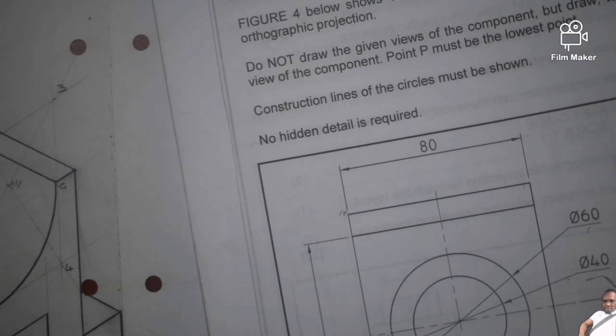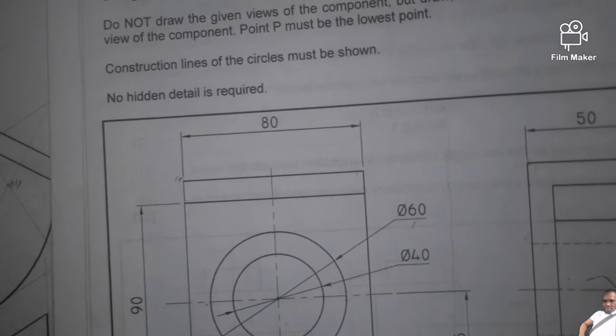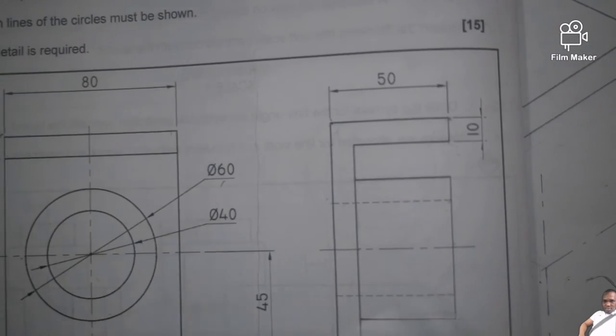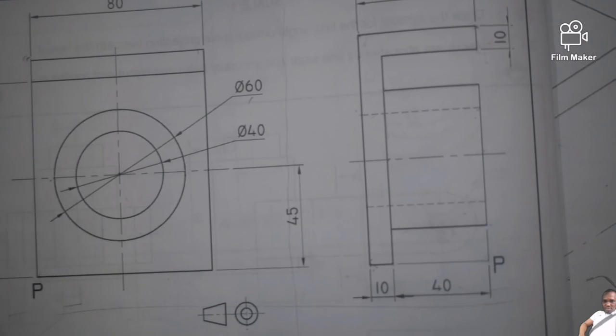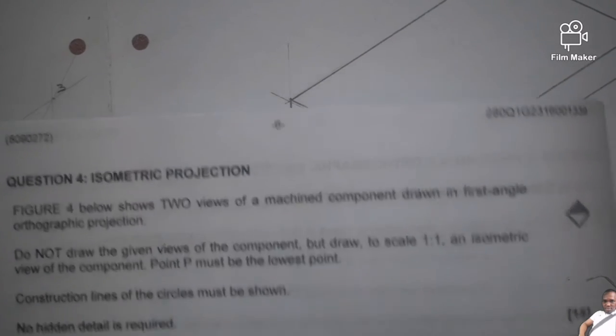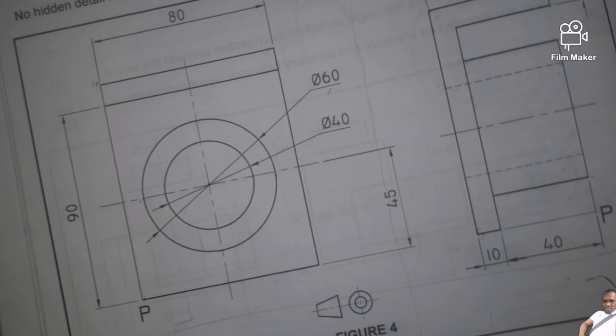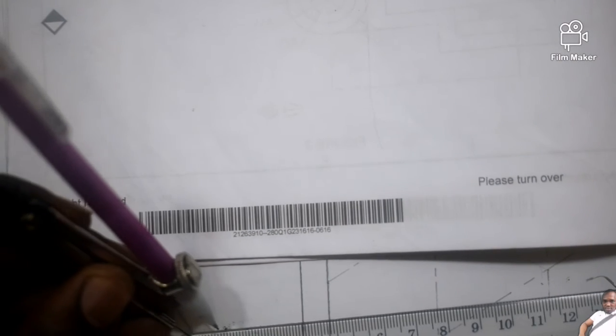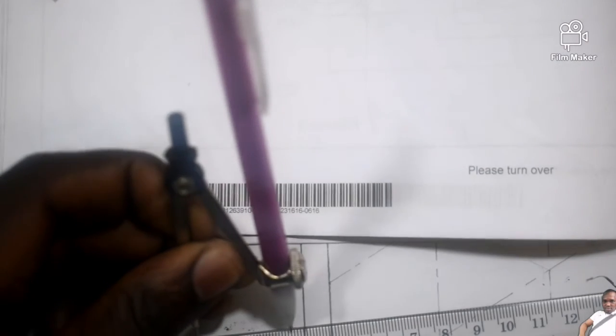So to draw a circle of diameter 60, we are going to say 60 divided by 2. How much are you getting? 60 divided by 2, not because of the scale, but because we are looking for a radius. 60 divided by 2. Take your drawing compass. So if I divide 60 by 2, I am supposed to get 30. So you open your drawing compass to 30 millimeter. There it is.